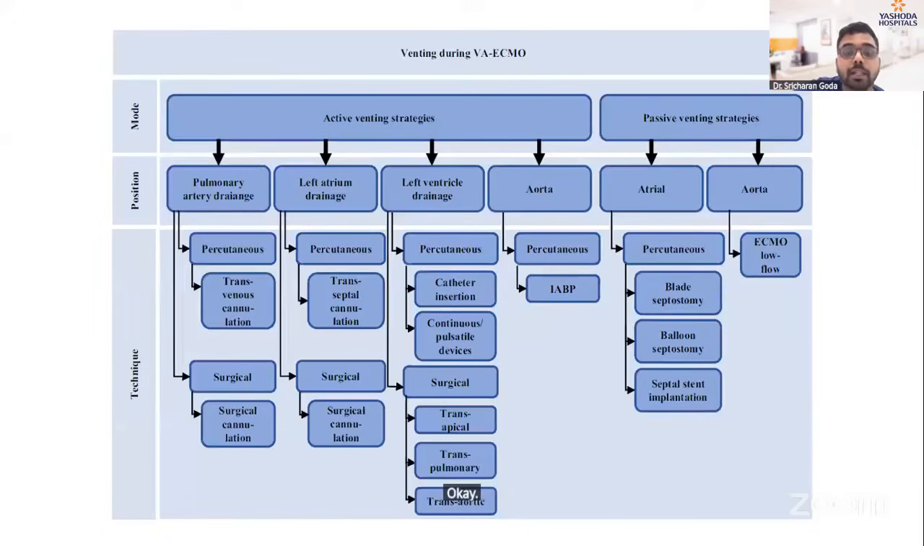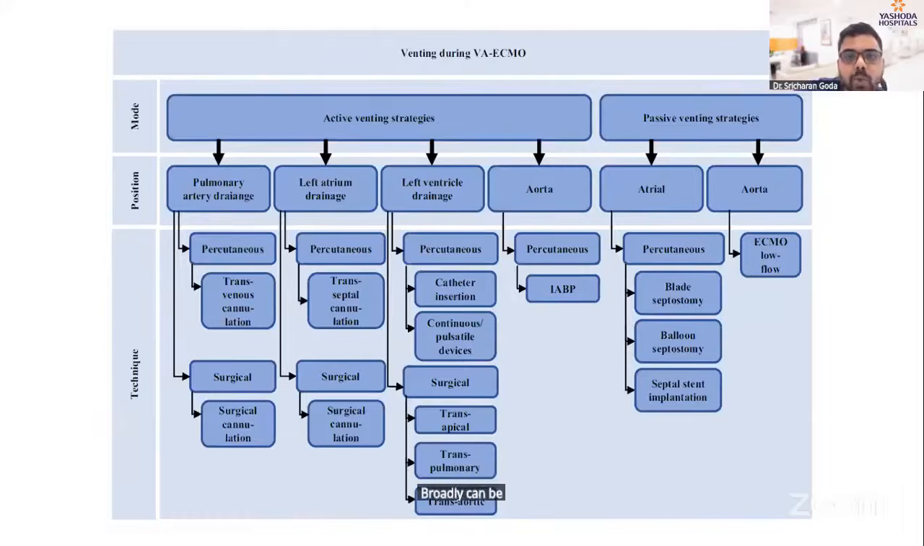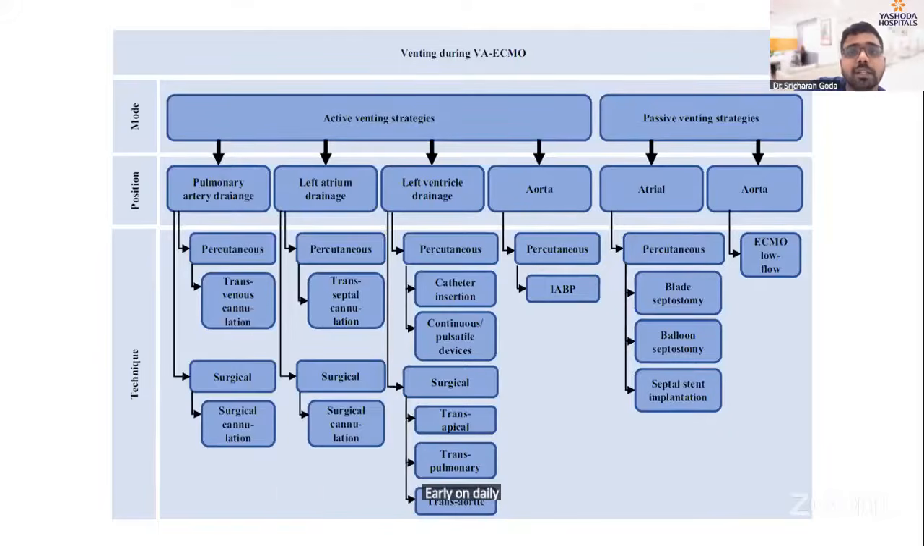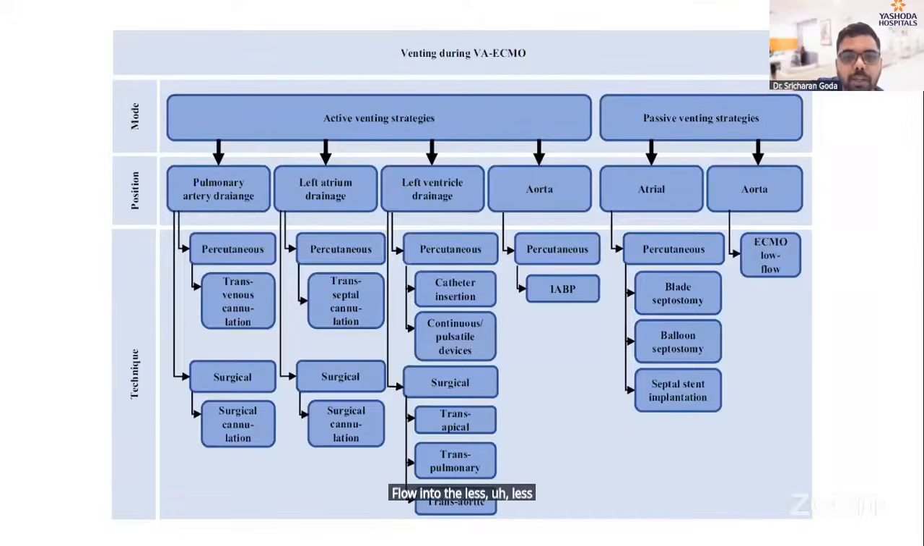Okay, so we have seen the indications of LV unloading and now the various types of LV unloading. They can broadly be categorized into two strategies, namely active venting strategies and passive venting strategies. The active venting strategies are the ones where we actively drain the blood, we suck the blood out of the LA or the LV. Whereas in a passive venting strategy, we make a rent and expect the blood to follow the pressure changes and flow into the lower pressure chambers of the heart.